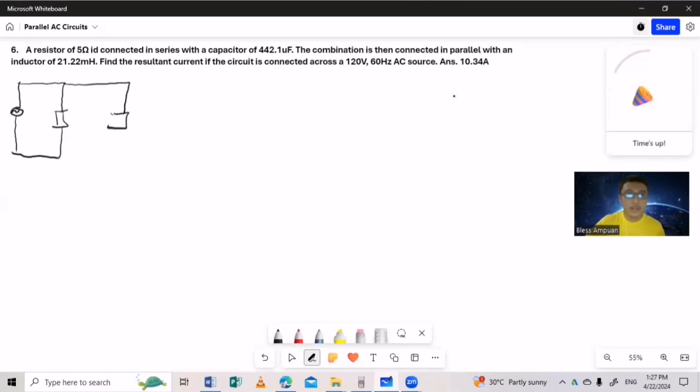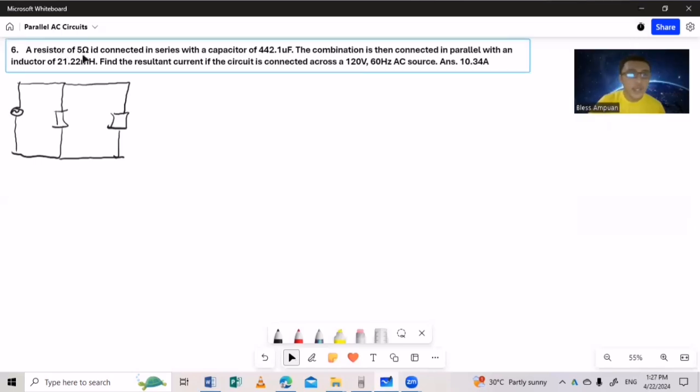So let's solve. I hope you get the answer using the appropriate solution. To solve for our example number 6, our resistor is just connected in series. So it is an RC series circuit, series branch. This is our Z sub 1, our Z sub 2. This is our circuit diagram. We know that our Z sub 1 is an RC circuit.